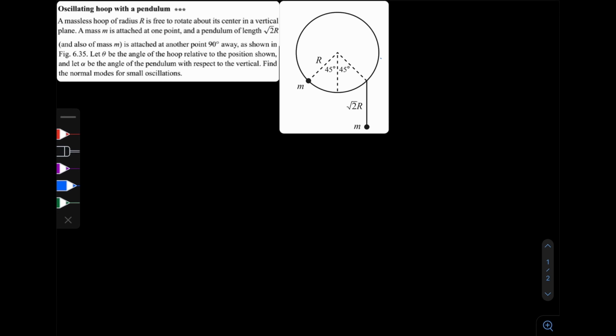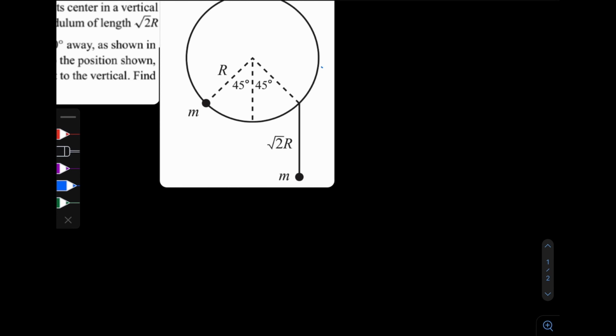Alright, this problem is rather involved, so let's get to it. A massless hoop of radius r is free to rotate about its center in a vertical plane. A mass m is attached at one point, and a pendulum of length √2 r, and also of mass m, is attached at another point 90 degrees away, as shown in the figure. Let theta be the angle of the hoop relative to the position shown, and let alpha be the angle of the pendulum with respect to the vertical. Find the normal modes for small oscillations.